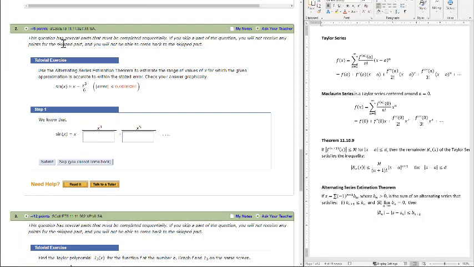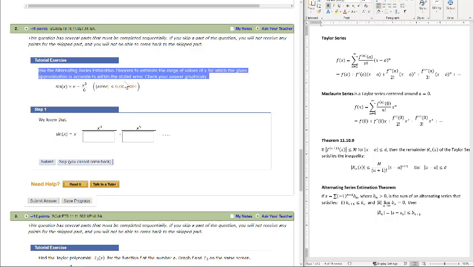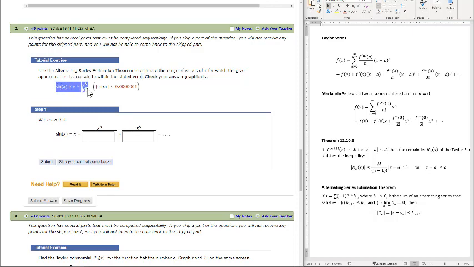Let's do this problem from your lab assignment, section 11.11. It says to use the alternating series estimation theorem to estimate the range of values of x for which the given approximation is accurate within the stated error, and then check your answers graphically. We have a sine function which is approximately equal to x minus x cubed over 3 factorial, or 6.